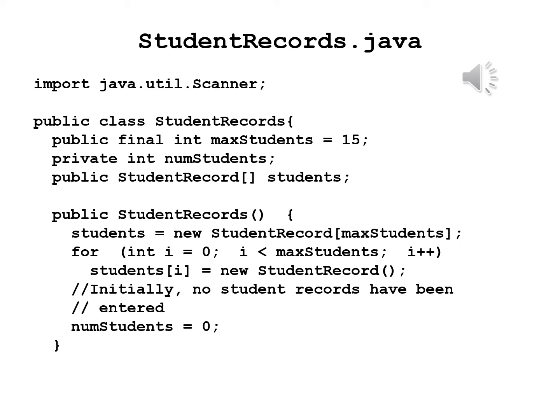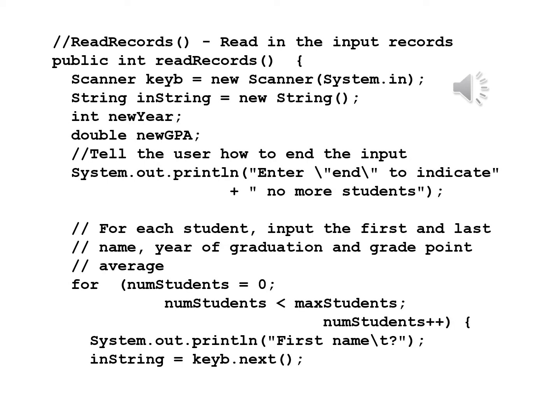Now I need to construct each of the individual objects. I'll use a counting loop for this. For int i equals 0, i is less than MAX_STUDENTS, i++. students[i] equals new StudentRecord. Now I haven't yet entered any information into any of these, so the number of students is 0. On the other hand, I have a reference to the array overall, and I have references to each of the objects.